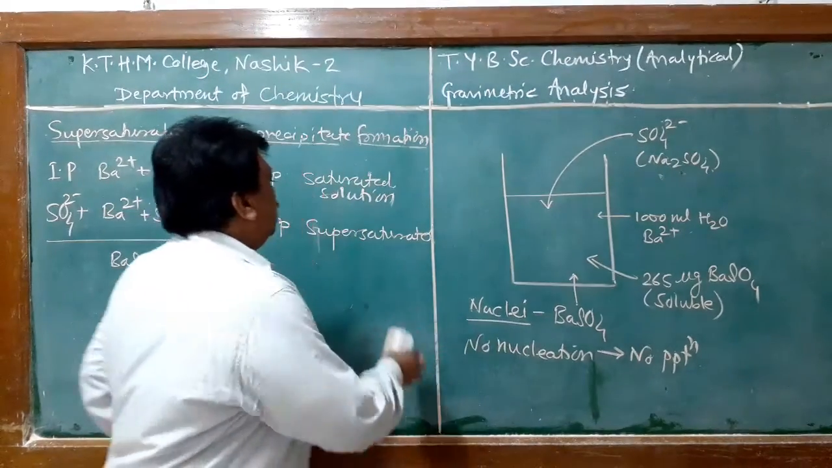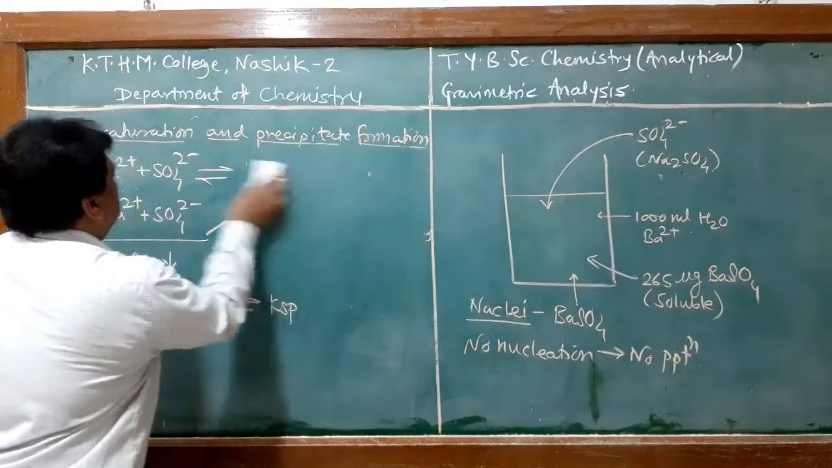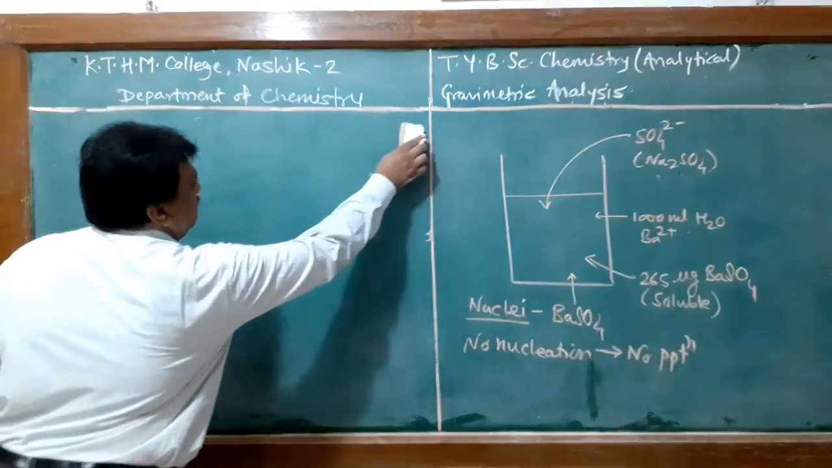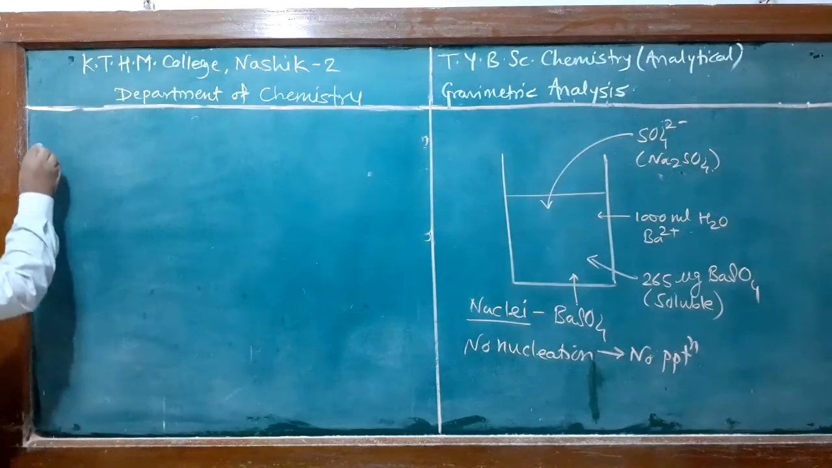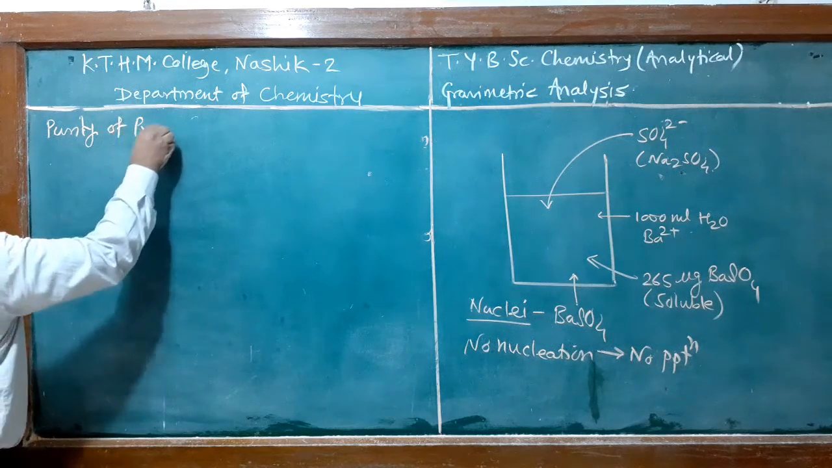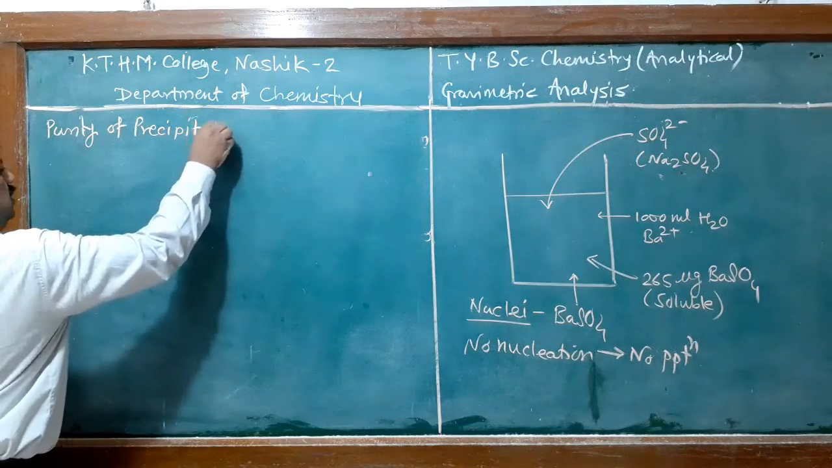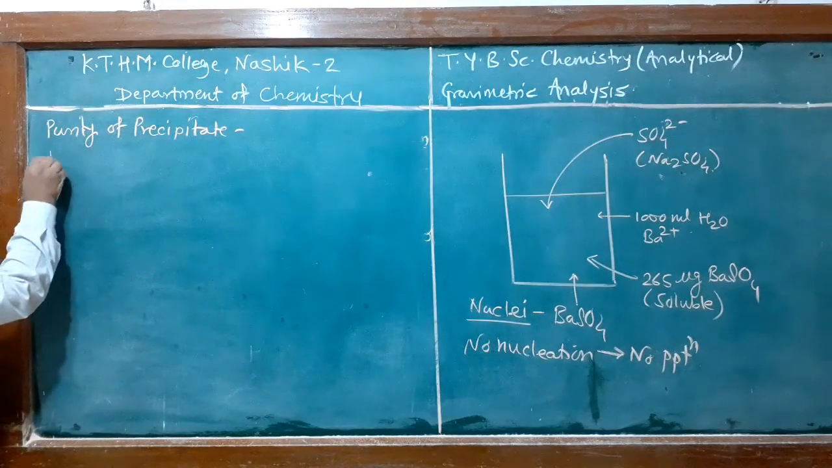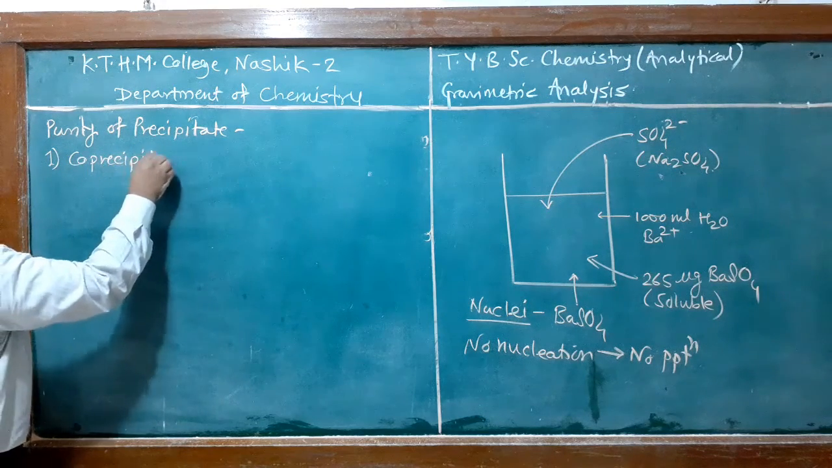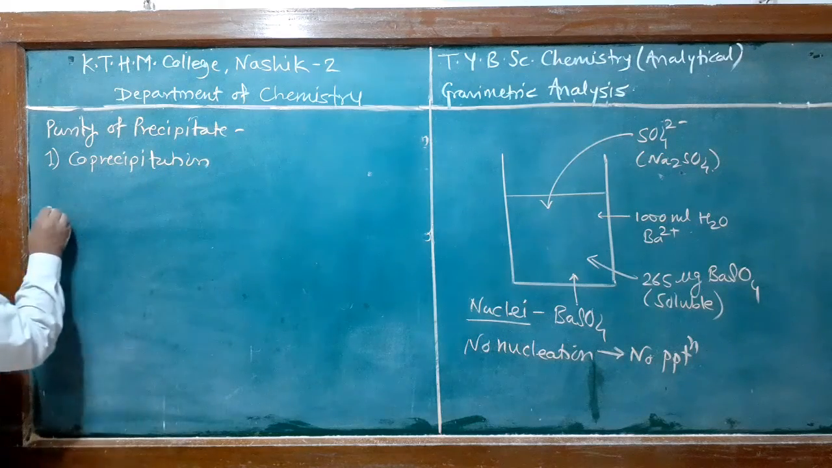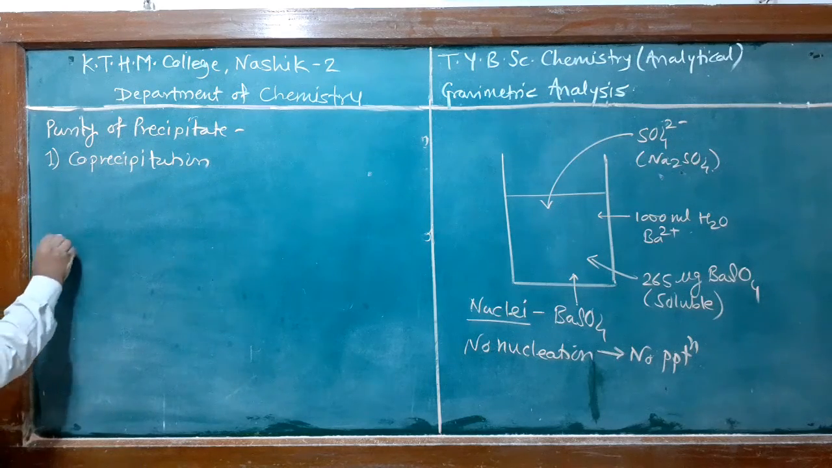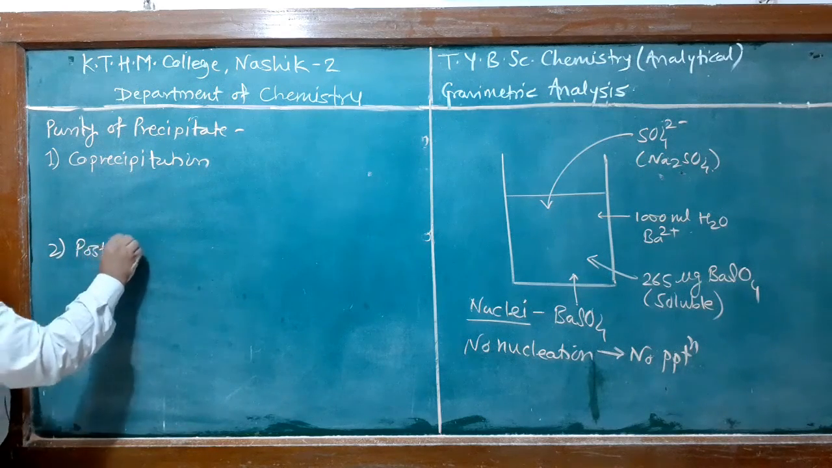The impurities which are introduced in the precipitate are because of two important phenomena. Number one is co-precipitation, and the second one is post-precipitation. The purity of the precipitate is mostly governed by co-precipitation and post-precipitation.